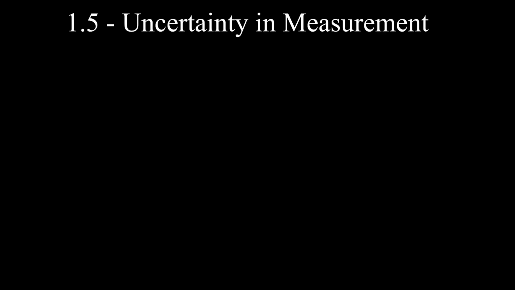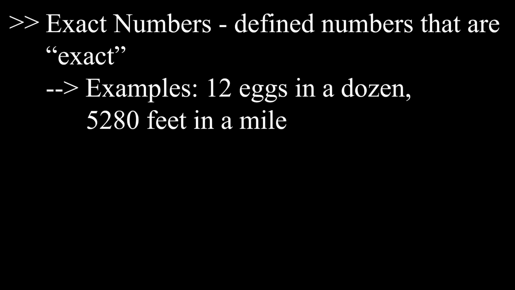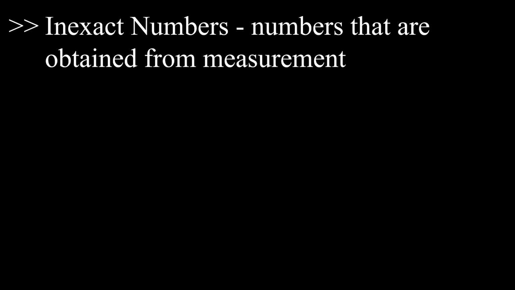Alright, let's do some more vocabulary. Exact numbers are defined. For example, there are exactly 12 eggs in a dozen. This is defined. Inexact numbers are obtained by measurement, which are not defined.